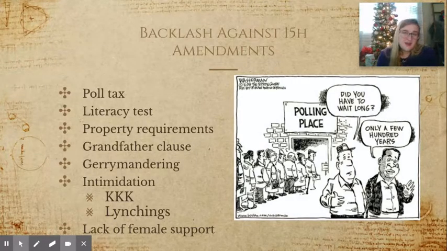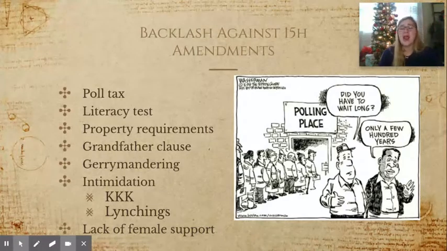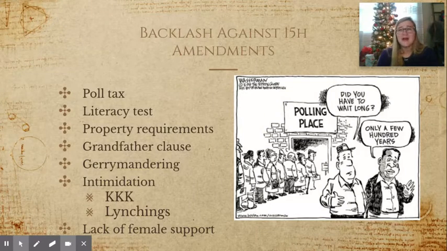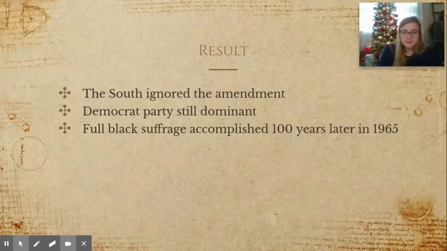The 15th Amendment got some backlash from women as well, because women weren't included. Female leaders of the abolitionist movement split off. They're angry. They're upset. Most of them are happy for their African American friends and supporters, but are upset that women did not get the right to vote as well.